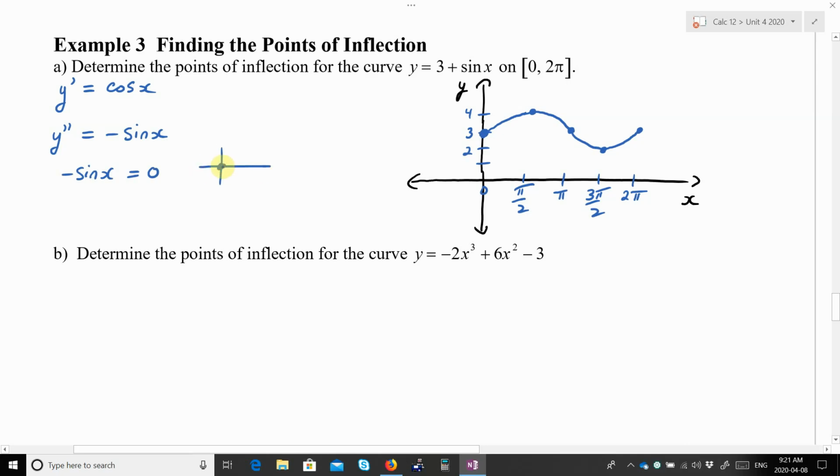Negative sine x starts at 0, 0 and it goes down like this, right? So this is 0. That would be pi over 2. This is pi. There's 3 pi over 2 and 2 pi. Okay, so where does negative sine x equal 0? This implies that x equals 0, pi, or 2 pi.